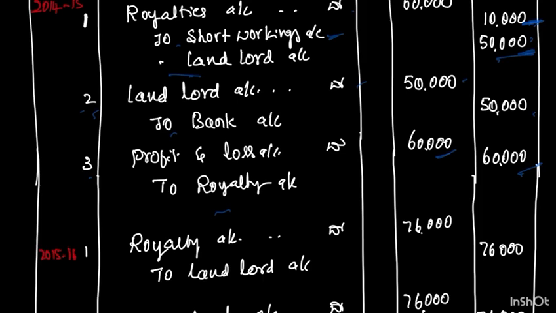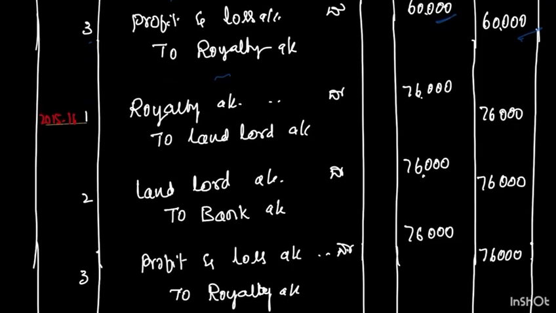Okay, and in the next year, that's the year 15-16, we have royalty account debit to landlord account, 76,000, because the amount is not adjusted to short workings account. When we are not adjusting to the short workings account, the account will not appear in the journal entry. The amount in the royalty column is completely payable to the landlord. So this is the due entry and you are going to make the same payment: landlord account debit to bank account, 76,000. And the same amount is to be transferred to profit and loss account also. So profit and loss account debit to royalty account.